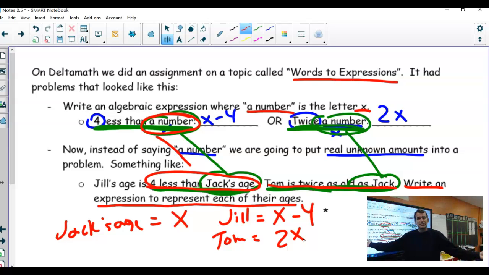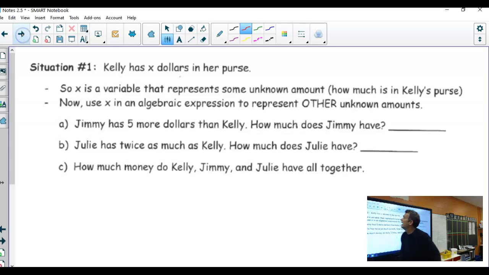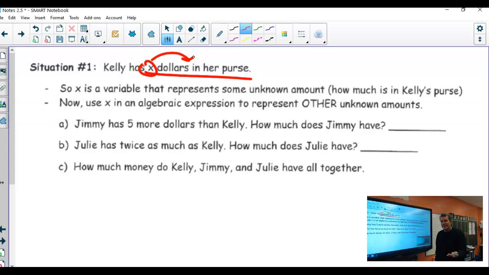All right, we're going to do some examples, and each of these examples was chosen for a reason, so I hope you'll listen to them and work through them with me. This first one is just the most basic type to get you used to what we're doing. Kelly has x dollars in her purse. So x represents the amount of dollars in Kelly's purse. X is a variable that represents some unknown amount, how much is in Kelly's purse.